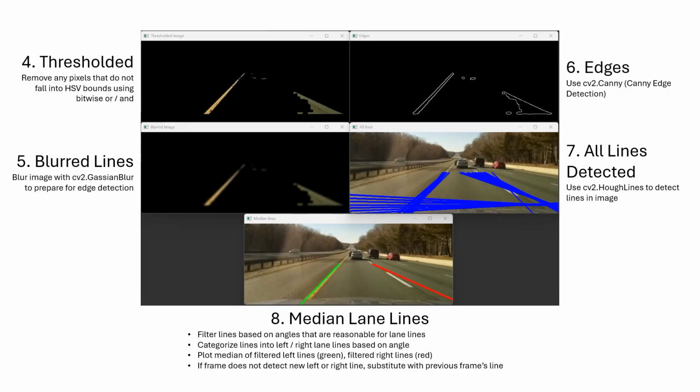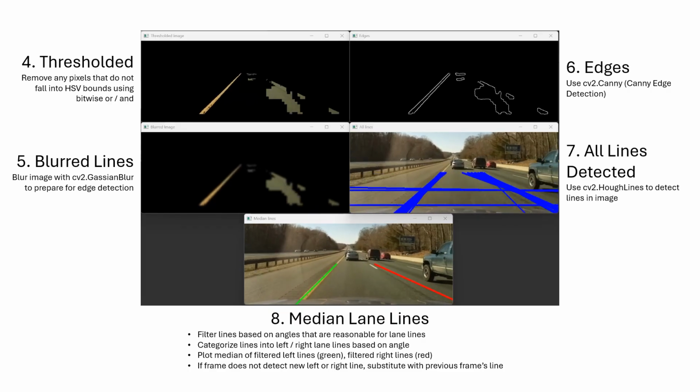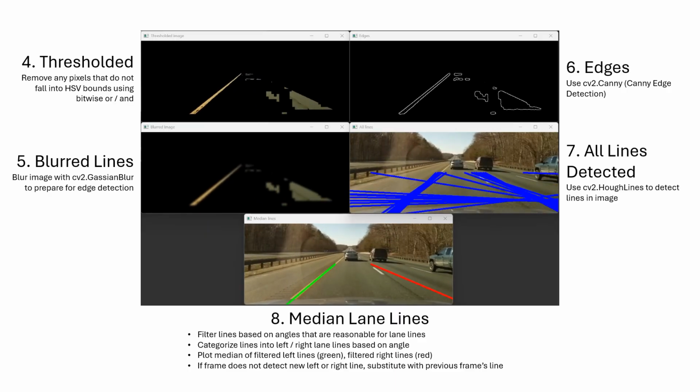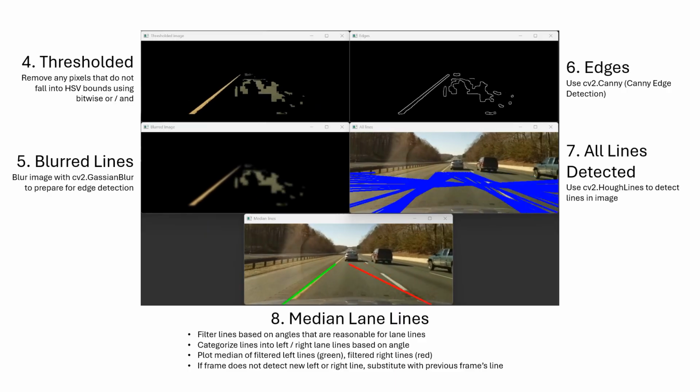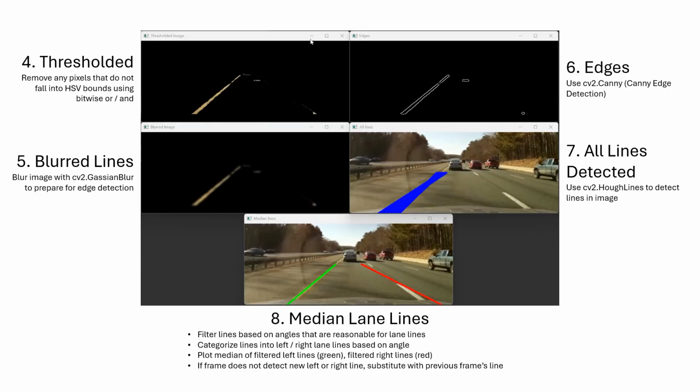Using the median rho and theta values for the left bucket and the right bucket, respectively, two median lines are plotted. This is repeated for each frame of the video. If no lane lines are found, then the previous frame's median lines are used.